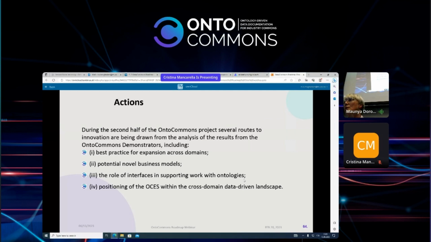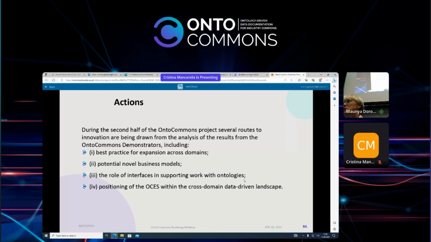In OntoCommons, we are now looking at how this relates to our demonstrators and where they are in respect of these ambitions. So we're looking at best practice for expansion across domains. We're looking at potential novel business models. The role of interfaces is particularly being addressed in the prototyping lab, which we are running all week this week, and you will see the results of it on Friday. But if any of you are interested in how we are looking at creating more decision-making ability, more transparency, and more usability with these new interfaces, you can join us in the prototyping room, which is in the postscript room up the stairs at the end of the hallway.